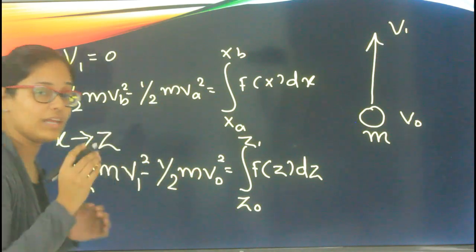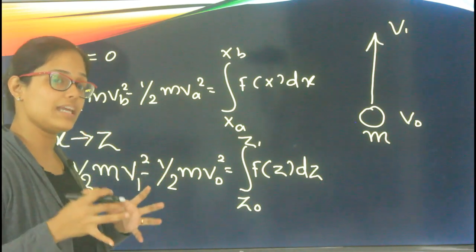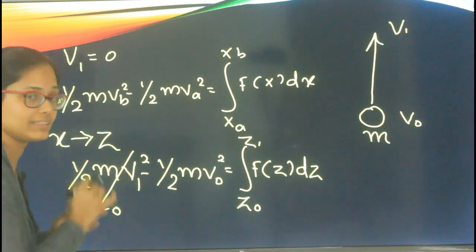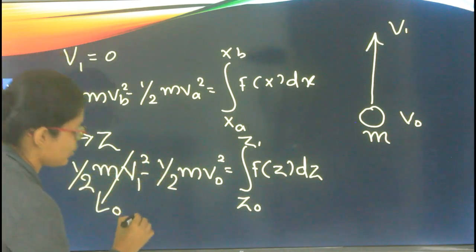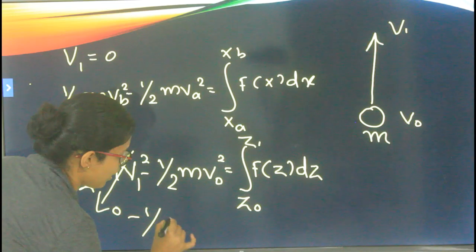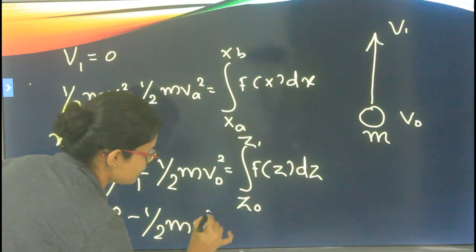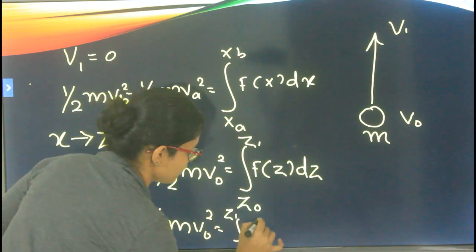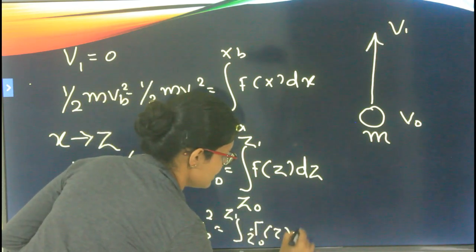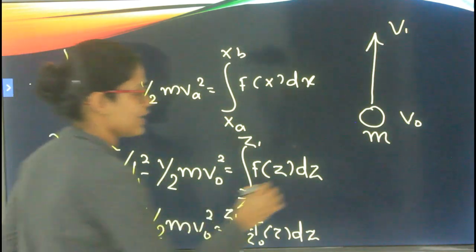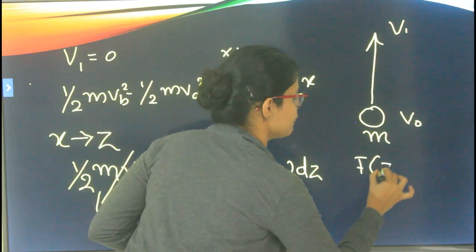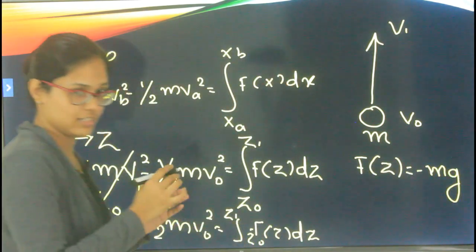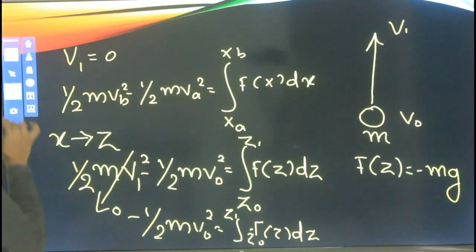And we know v1 is the velocity at the maximum height, and this will be equal to 0, which means the whole first term will be equal to 0. So this equation will become minus half m v0 square is equal to the integral from z0 to z1 of f of z dz. What is f of z? F of z, that is force, will be equal to minus mg. We already discussed this one.